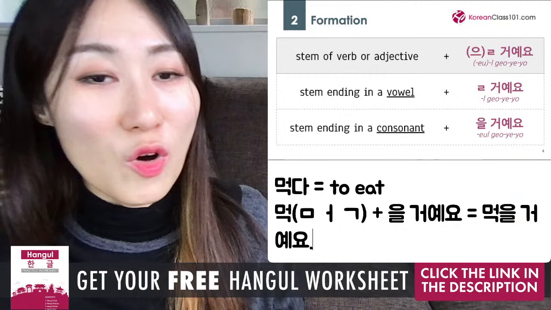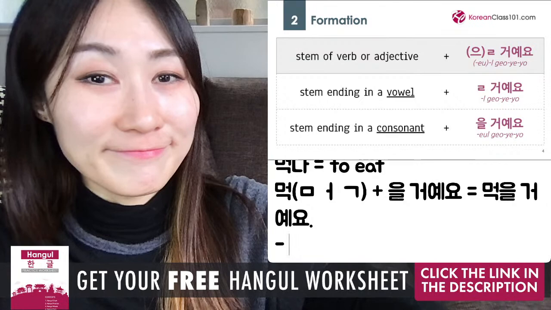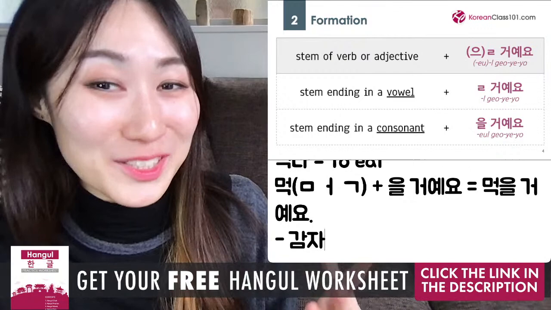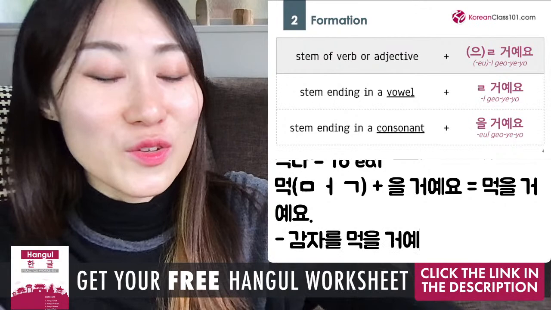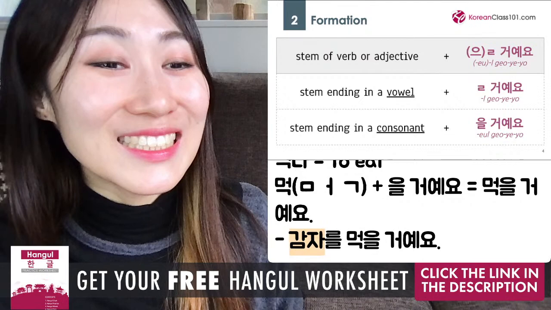먹을 거야. I will eat what I'm going to eat. For example, 감자. I don't know why I come up with this word, but 감자. 감자를 먹을 거예요. 감자 means potato, by the way. 감자. 를 is the object marking particle, because 감자 is the object of the sentence.